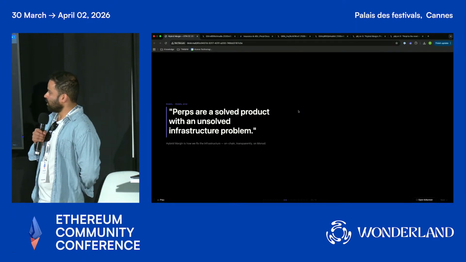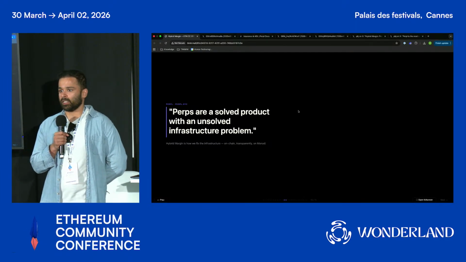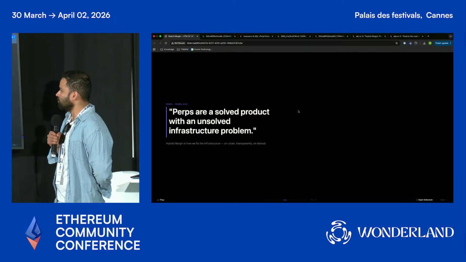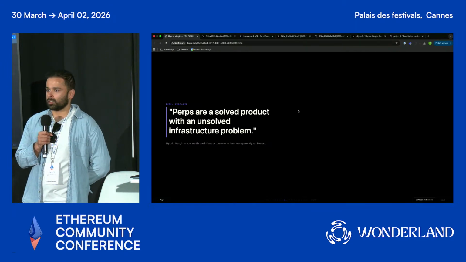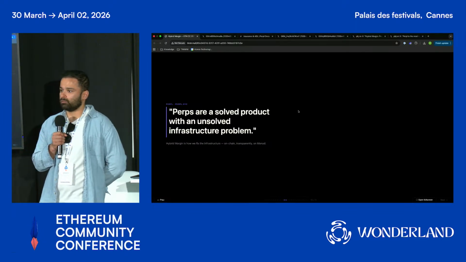Yep, that's pretty much the gist of it. We believe that perps are obviously a very exciting product, but there's a lot of improvement to be had with the mechanisms that underlie it, especially how we think about margin and liquidation. Thank you.